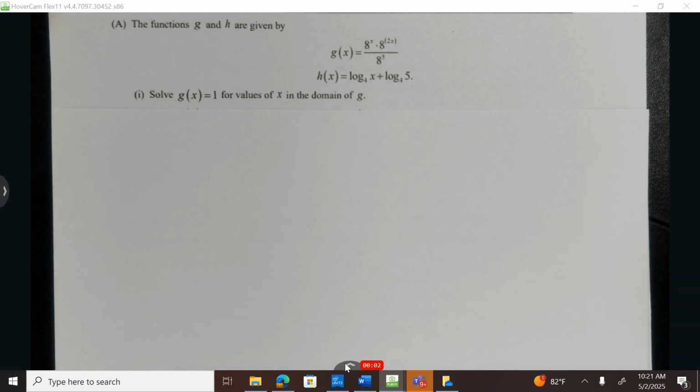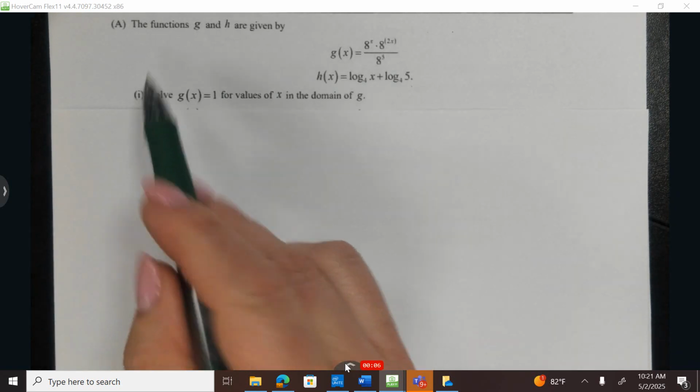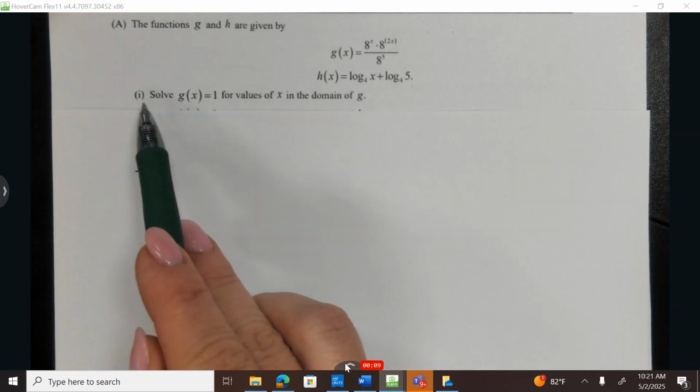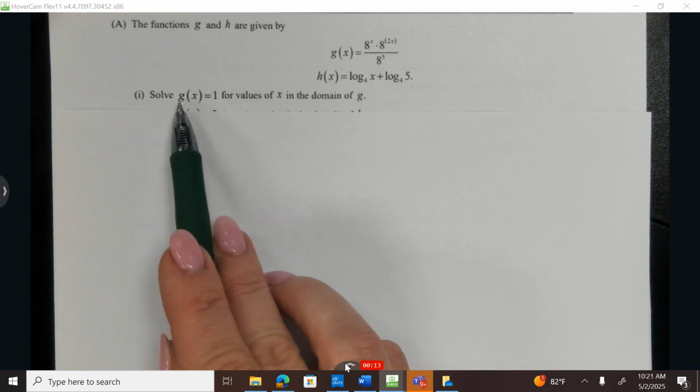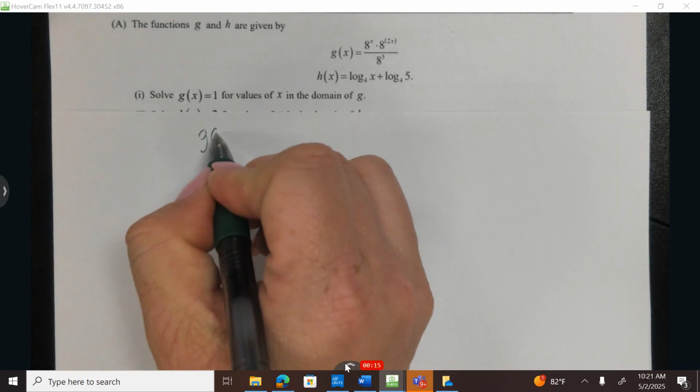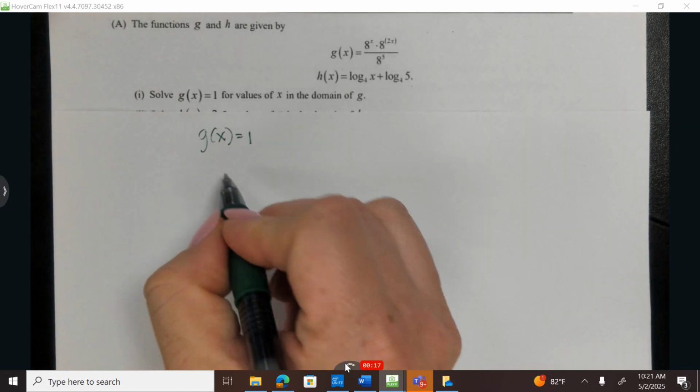This is the third question in the FRQ 4 practice packet. So part A gives us two functions. In the first step of part A, we're going to substitute in 1 for g of x. And I want the AP reader to understand all of my work, so I'm going to write it down first.